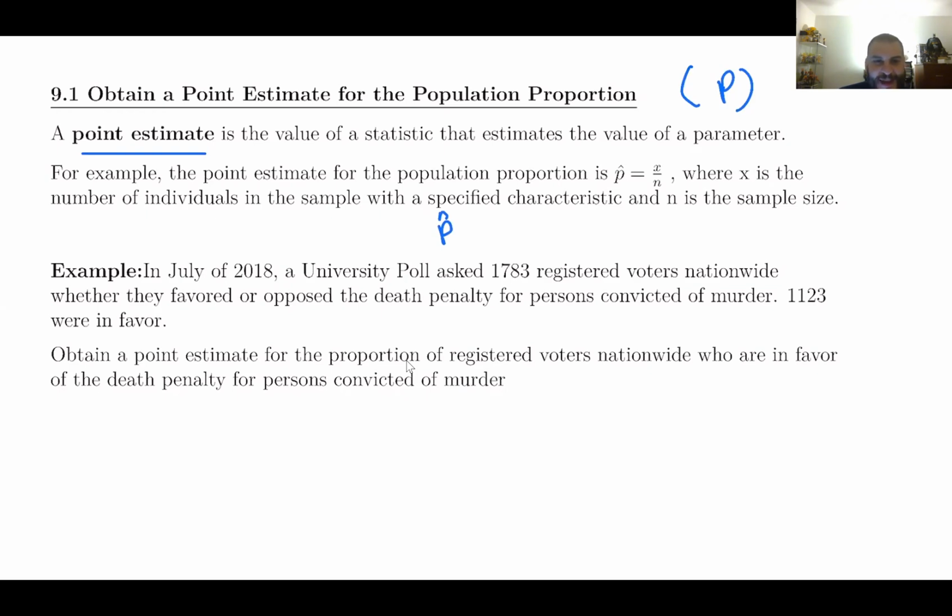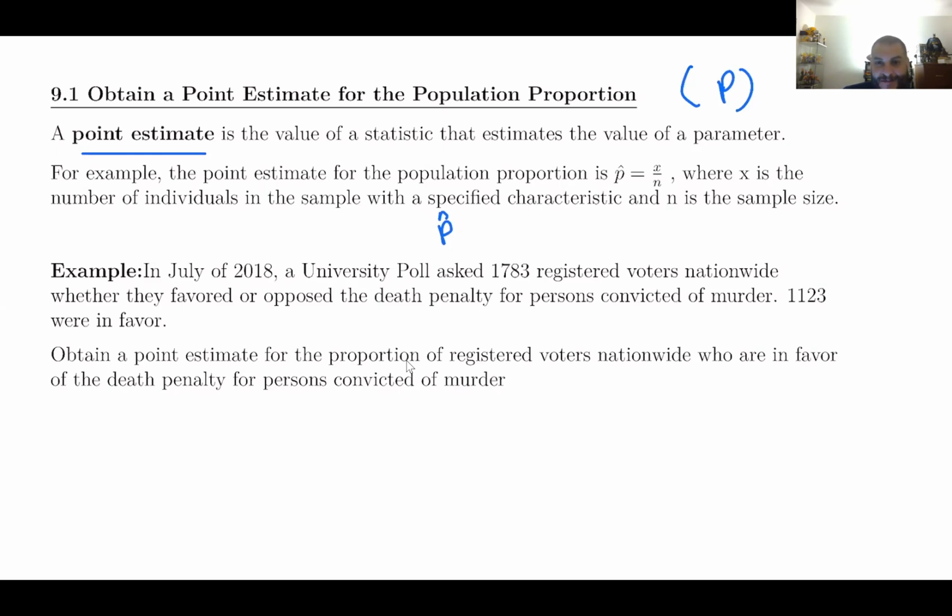All right. So let's do our very first example on calculating a point estimate. For this first example, it says in July 2018, a university poll asked 1,783 registered voters nationwide whether they favor or oppose the death penalty for a person convicted of murder. 1,123 were in favor. Obtain a point estimate for the proportion of registered voters nationwide who are in favor of the death penalty for a person convicted of murder.